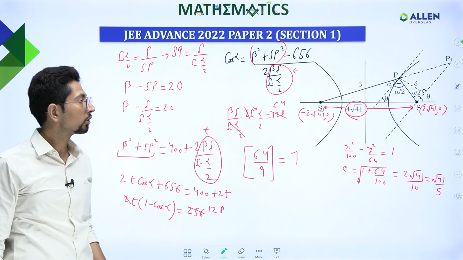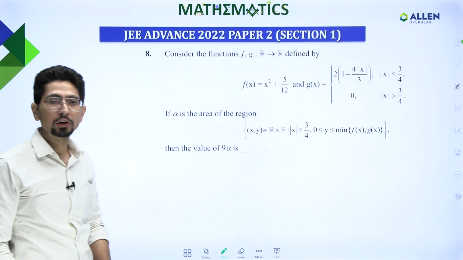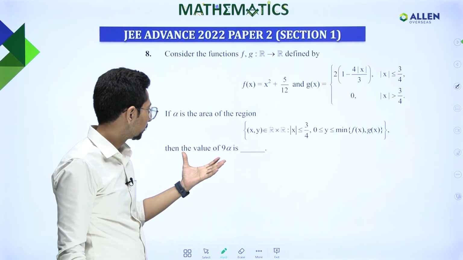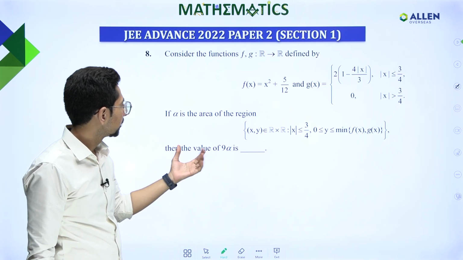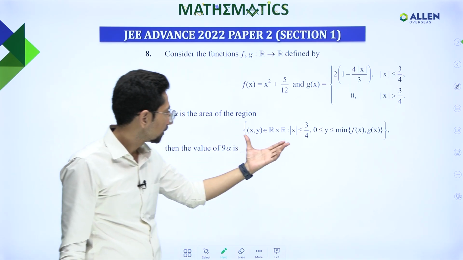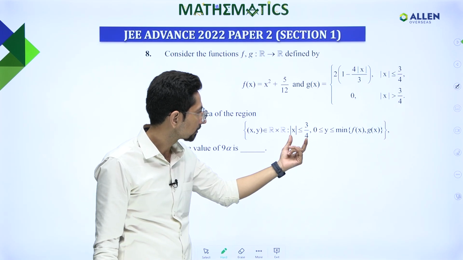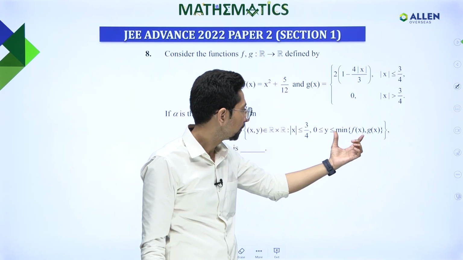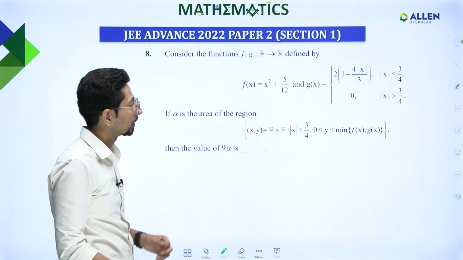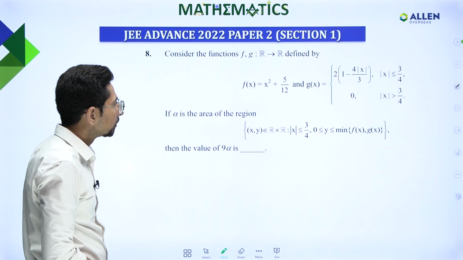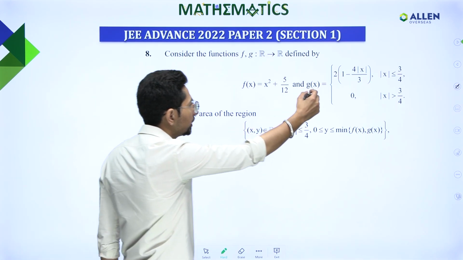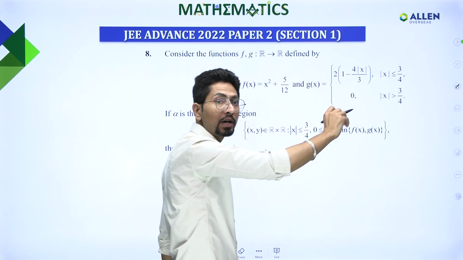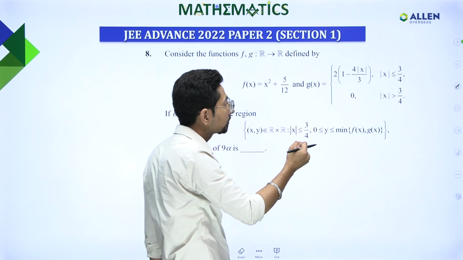Proceeding with the next question. Consider the functions, right? Two functions are given, f(x) and g(x). You have to find the value of 9 alpha, where alpha is the area of the region bounded according to these conditions: mod x less than or equal to 3 by 4, y from 0 to minimum of f(x) and g(x). According to which is the minimum, we have to apply the formula and find the area. So first of all, let's define g(x) as 0 elsewhere, but we have to just consider inside mod x less than or equal to 3 by 4.